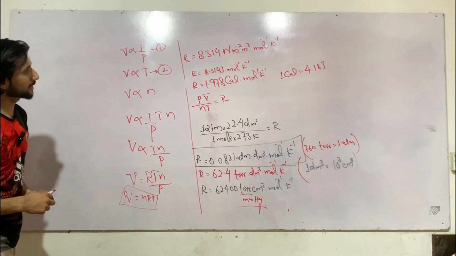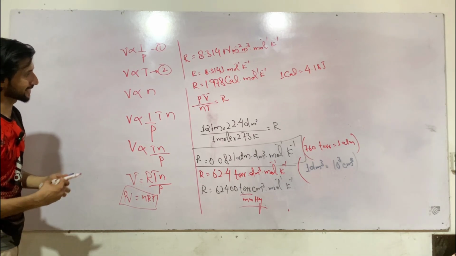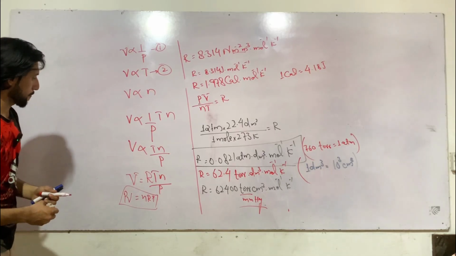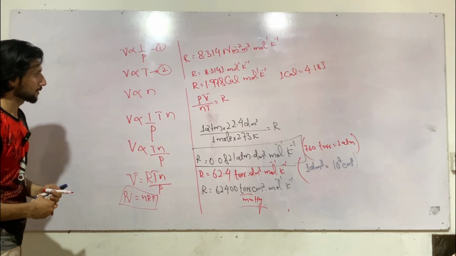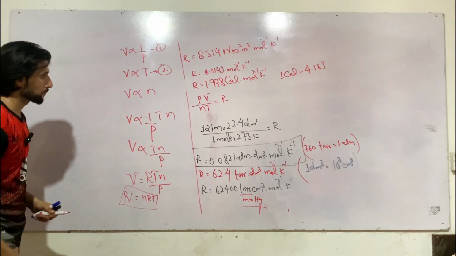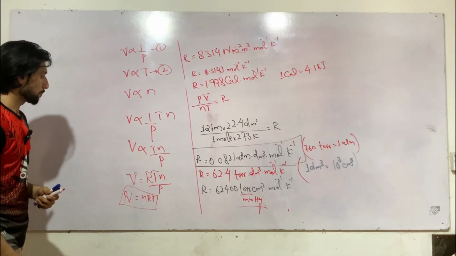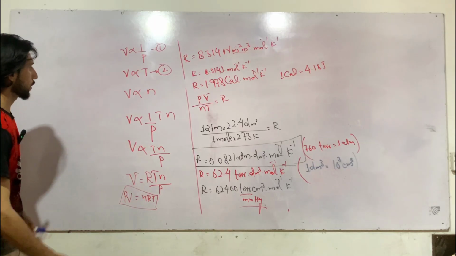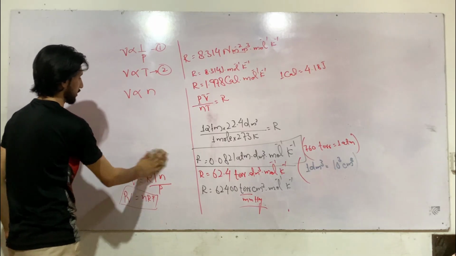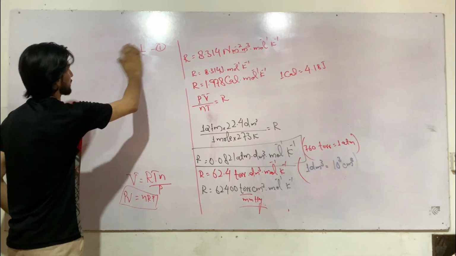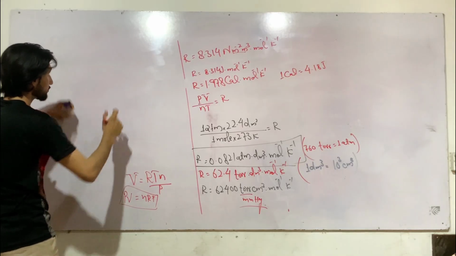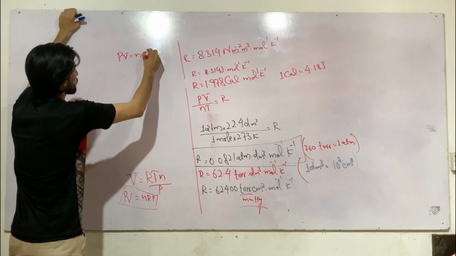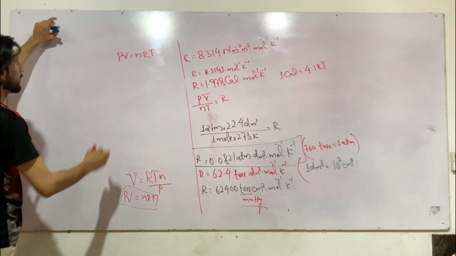Now, I think this discussion is enough for the values of R. But here I wanted to discuss the density of a gas. What happens to the density of a gas? What is density of a gas? So, PV equals nRT. Now we can play with this equation.